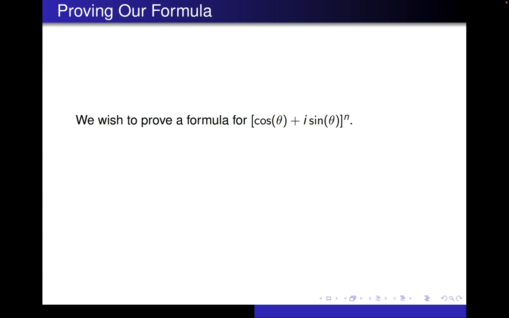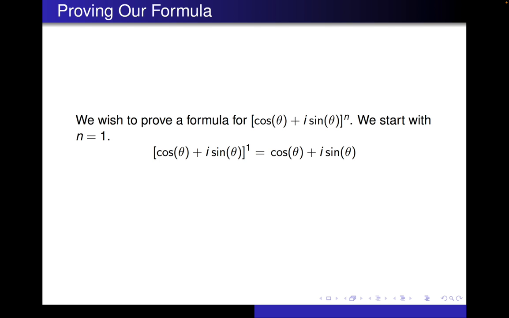Alright, so remember that our goal was to prove a formula for cosine theta plus i sine theta all to the nth power. And remember, i is our old friend, the square root of -1. So we're going to start with n equals 1. And that one's pretty easy. We're going to figure out that one just whatever way we can. So we look at cosine theta plus i times sine theta to the 1 power. And anything to the 1 power is itself. And so we get cosine theta plus i sine theta. That looks like a pretty good formula to me.